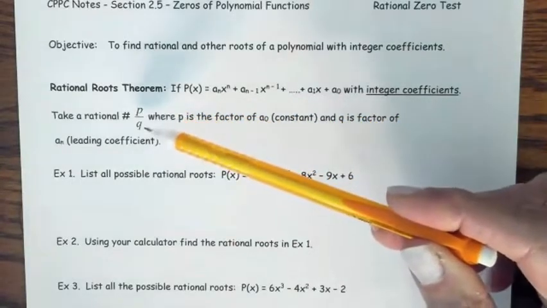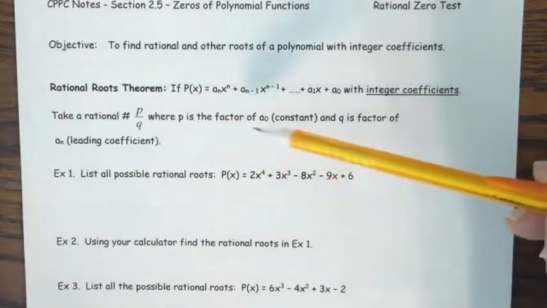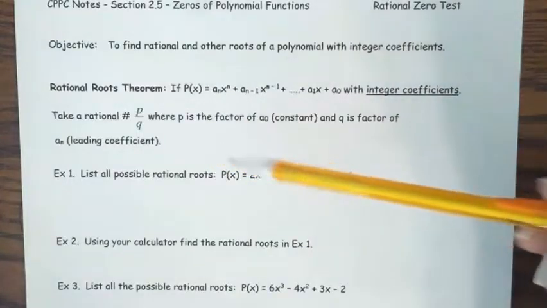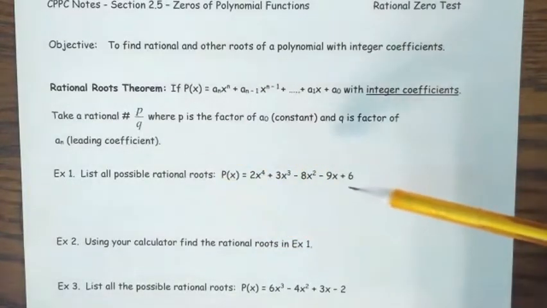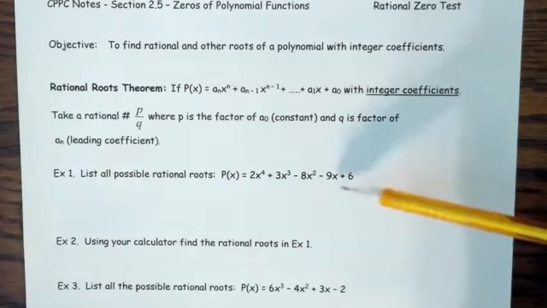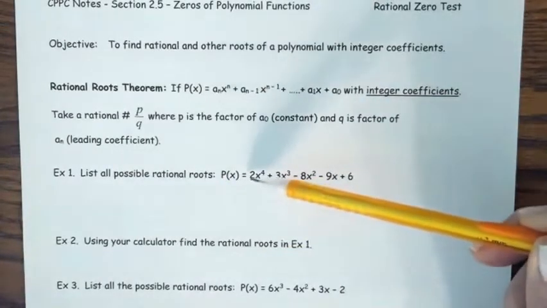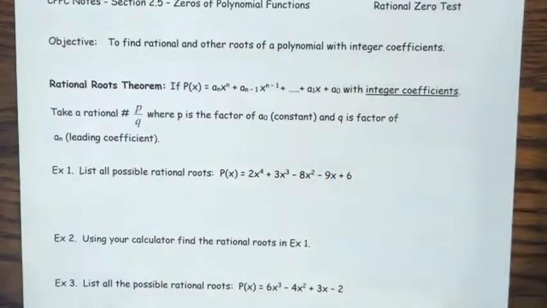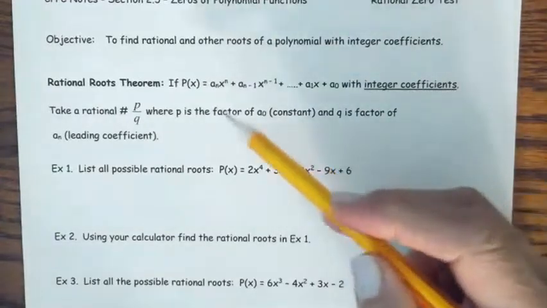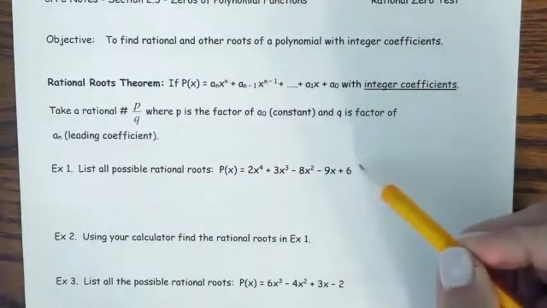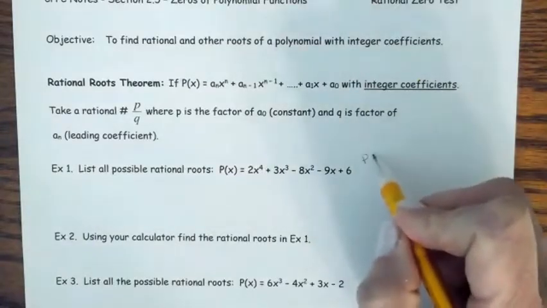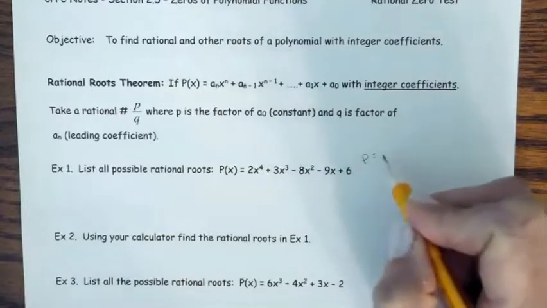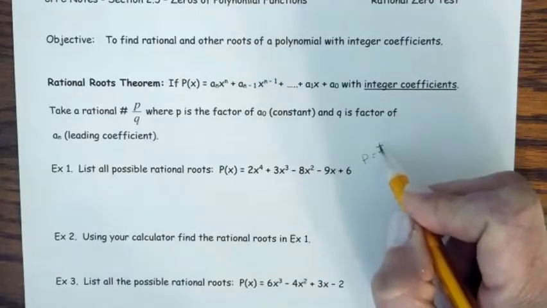by taking p divided by q, where p is a factor of the constant and q is a factor of the leading coefficient. So if we're looking at example 1, we're focusing on the factors of the constant over the factors of the leading coefficient. Again, p is the factors of the constant. P is going to be factors of 6. Each of these factors is going to have a positive and a negative value.